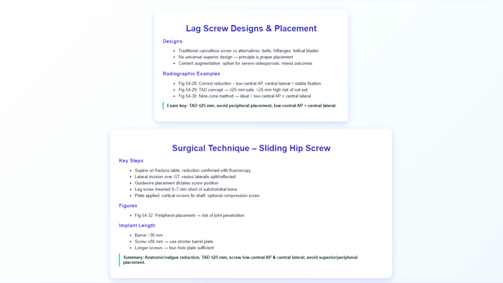In summary, the critical points to take away from this section are: always aim for anatomical or slight valgus reduction. Place the lag screw low central on the AP and central on the lateral. Keep the tip to apex distance under 25 millimeters and avoid peripheral or superior positions at all costs. These are high-yield exam questions and essential surgical principles for safe fixation of trochanteric fractures.